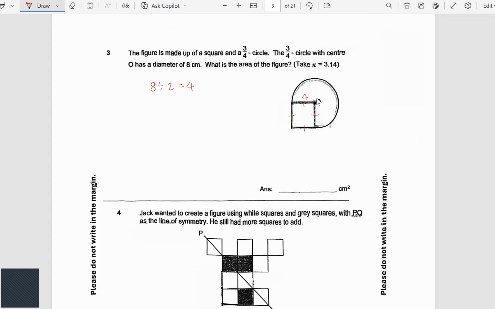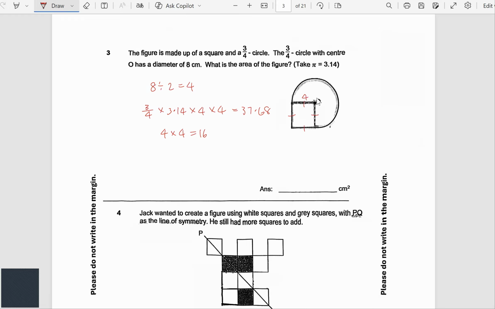You want to find area. Area is pi times radius for the full circle. So if you want 3/4 of the circle only, you take 3/4 times 3.14 times radius. This is 37.68. Then we need the area of the square, which is 4 times 4. Then now you add them up. 53.68.